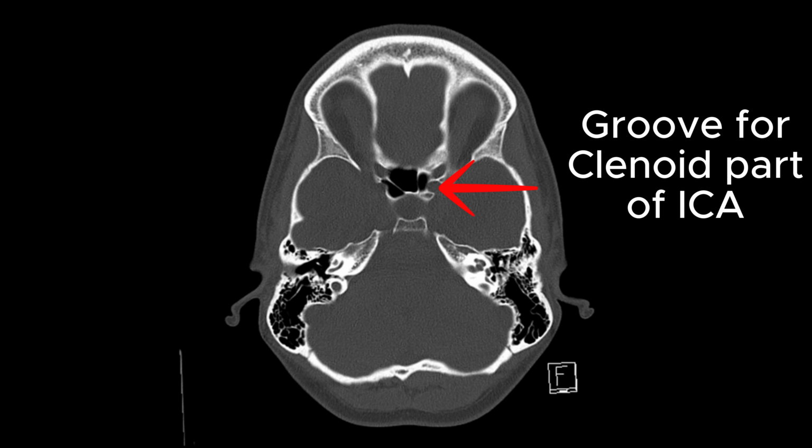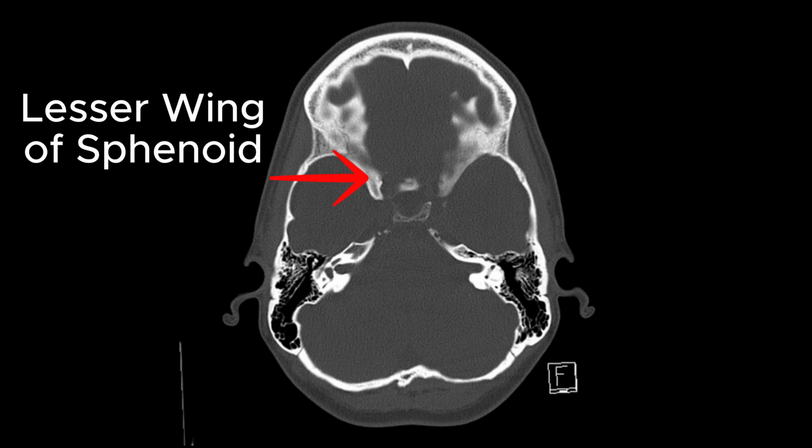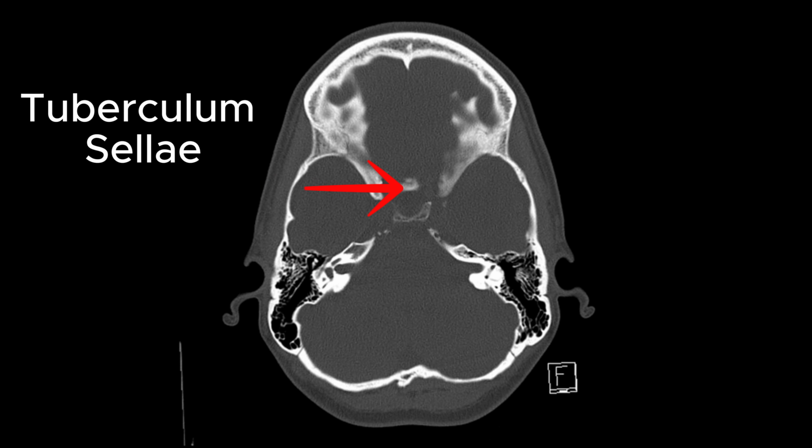Here you can see it more clearly. It is a very important landmark and lateral limit while performing endonasal transsphenoidal pituitary surgery. You can well imagine the consequences if internal carotid artery is damaged here. And just above this groove lies the optic canal. This is the lesser wing of sphenoid that separates anterior and middle fossa. This is the tuberculum sellae which forms the anterior wall of the sella turcica.